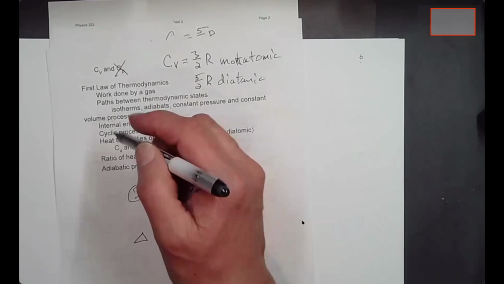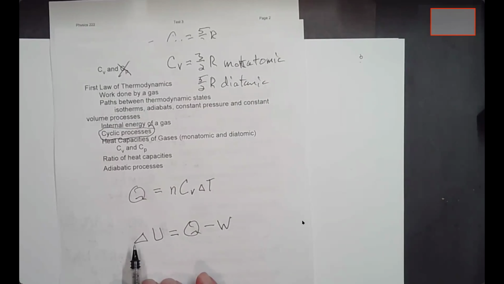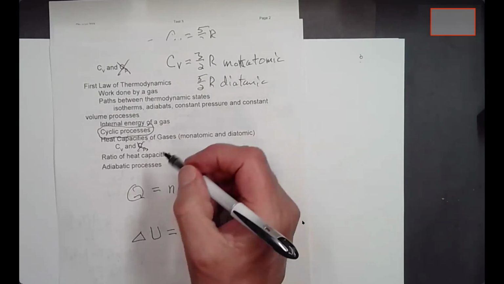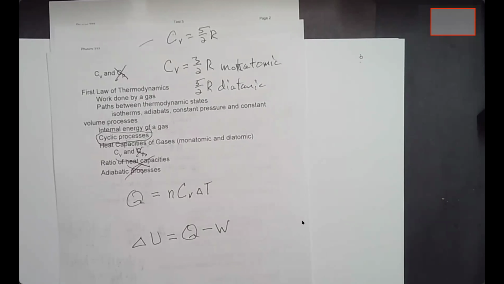And cyclic processes, we just did a problem with that. In any cyclic process, the change in internal energy is zero. So depending on the cycle, you might be able to figure out Q and W for the cycle as well. Actually, it's easiest to figure out on a PV diagram. And then let's see, we've got heat capacities of gases. We didn't do anything with C sub P. So that's pretty much it. This was a fairly short unit.